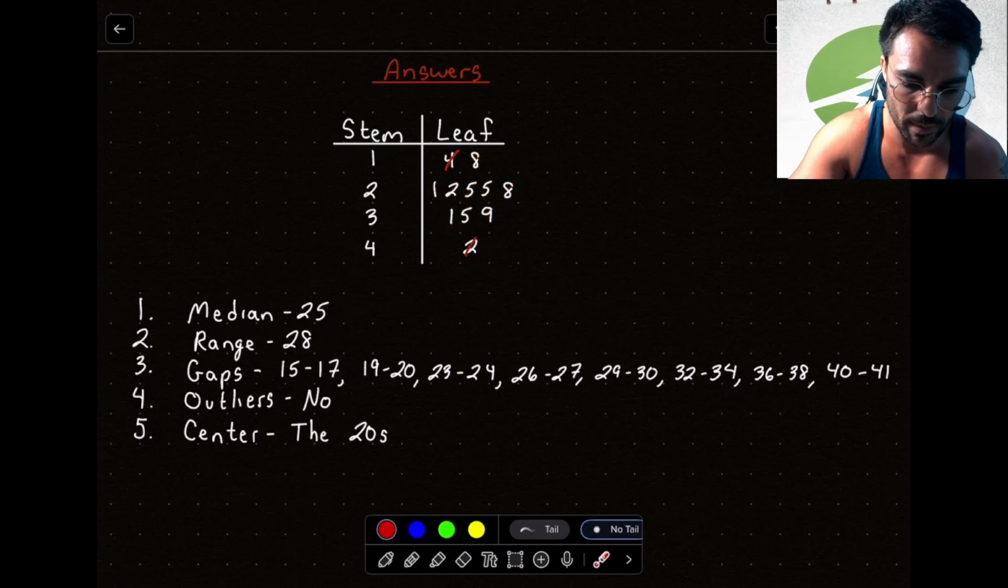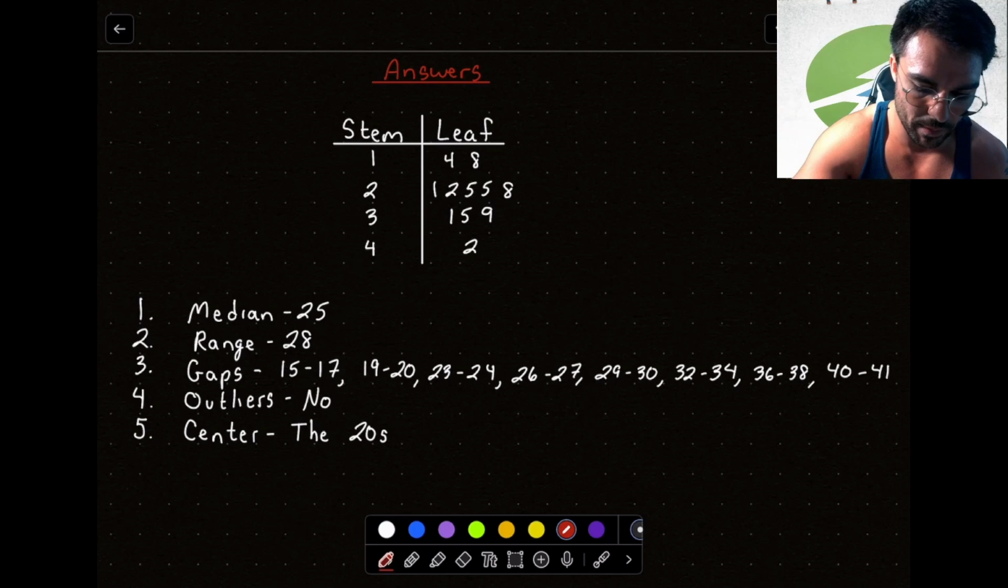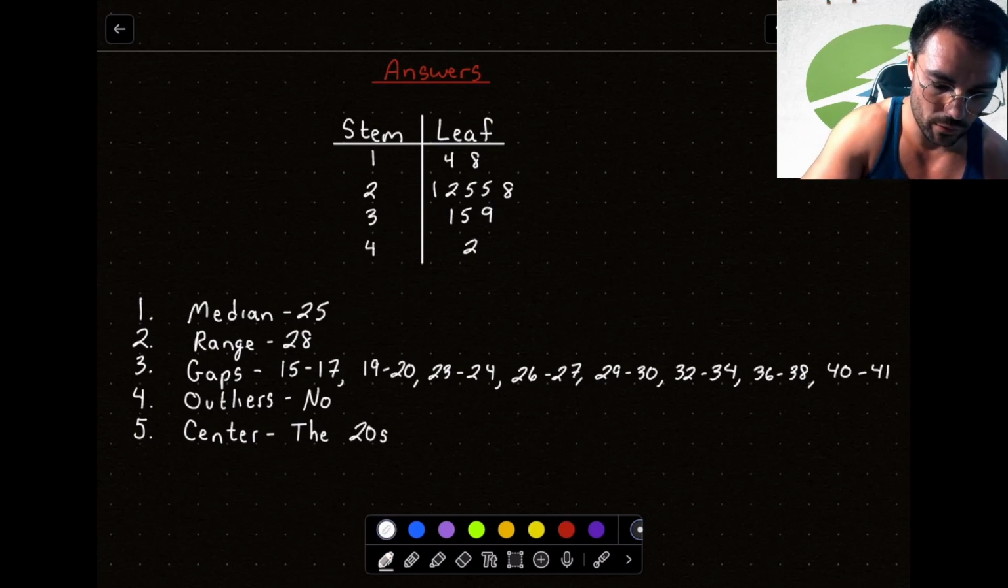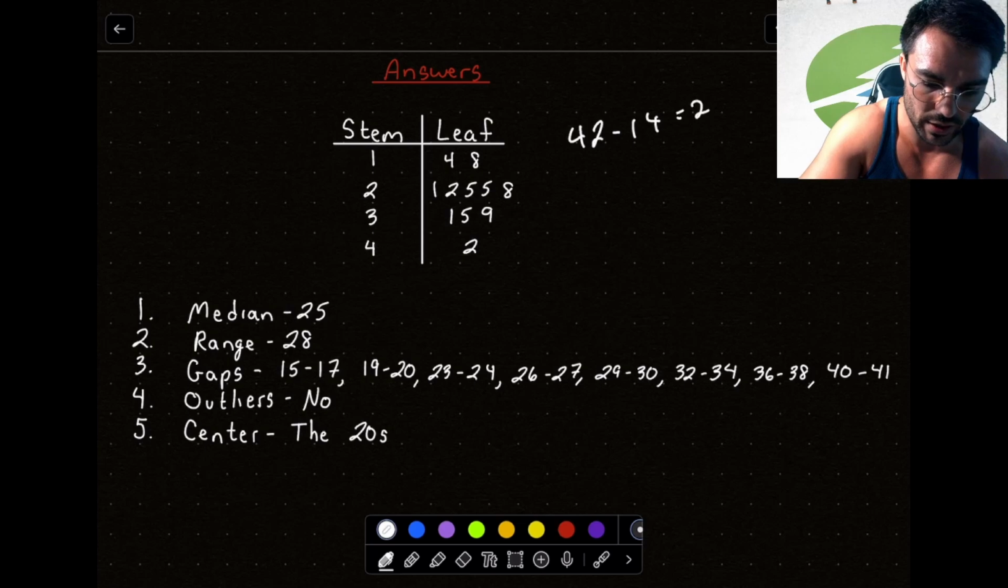Let's clean these up. The range is 28. We get that by 42 minus 14 equals 28.